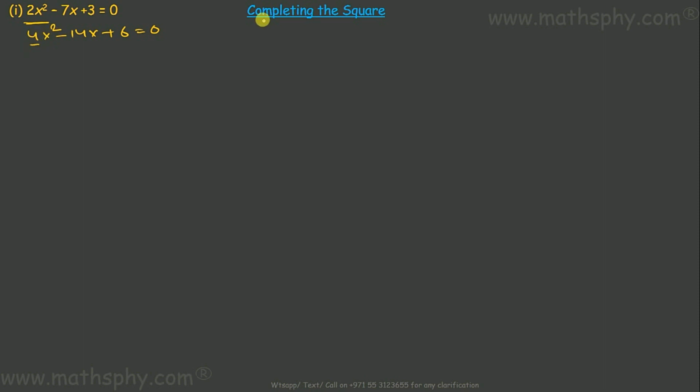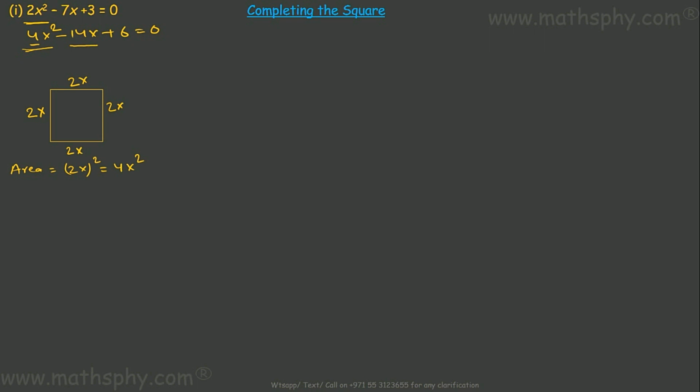Now, completing the square means the very first term, this here, we have to make a square. This is the square here. If I take this side as 2x, this will also be 2x, this will be 2x, this will be 2x. Area would be 2x whole square, which gives me 4x square. This is done.